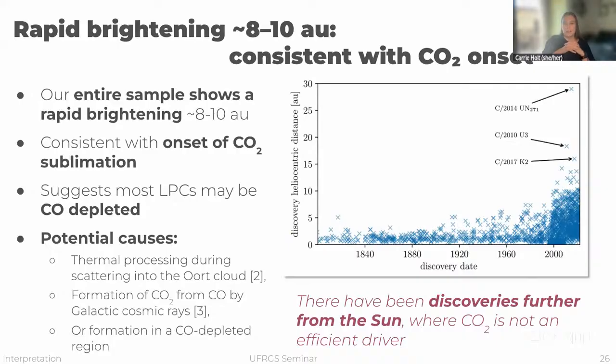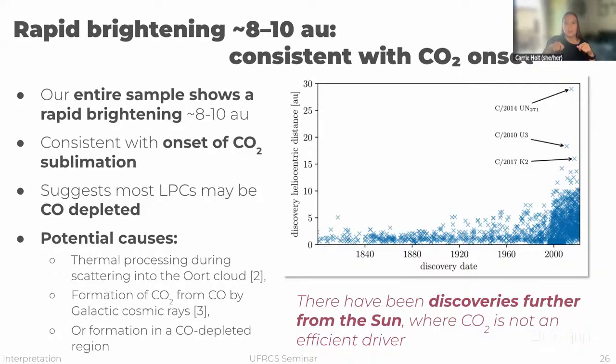So now, to go back to the science and the overall pattern that we saw in this sample. This entire sample shows a rapid brightening around 8 to 10 AU. And I mentioned this earlier, this is consistent with the onset of CO2 sublimation. You can think of it like the comet turning on with CO2 sublimation. It really ramps up and then mellows out, because CO2 sublimation is efficient in that range. And this is our entire sample behaving that way.